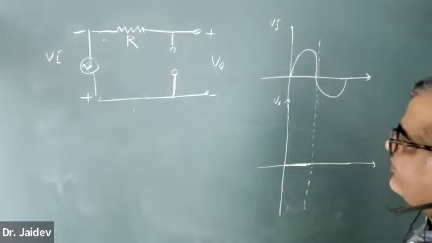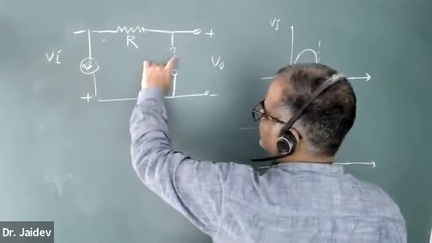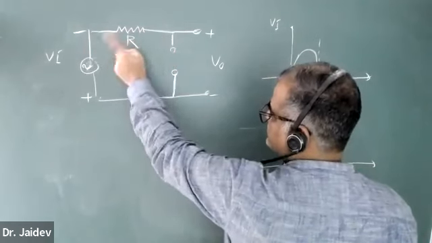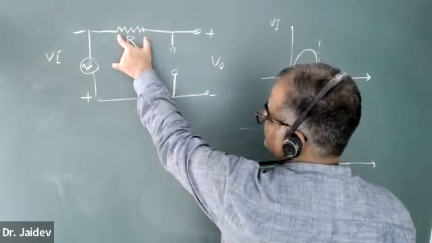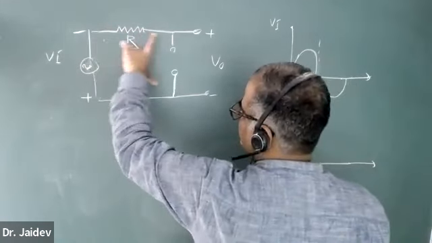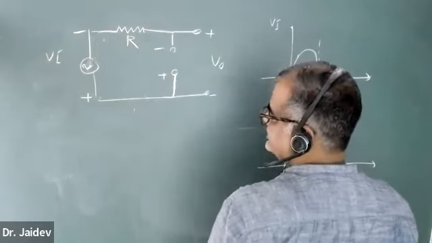Okay, so the diode will be open. Now, when it is open, no current is flowing. Understand this one: when this is open, no current is flowing, so there is no voltage drop here. Whatever voltage is coming goes directly here. V input is coming directly here.